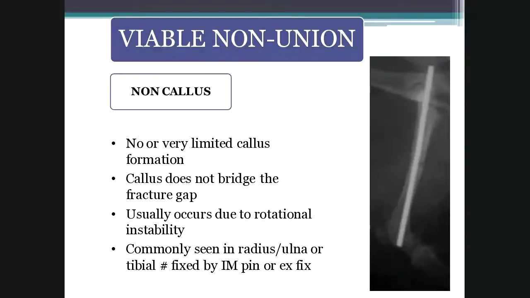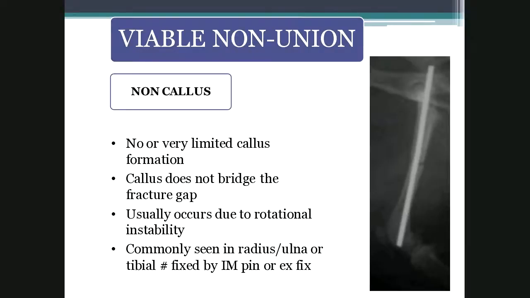No callus means that there's no or very limited callus formation. Again, in the example image here, we don't see any callus present and the fracture gap is still clearly visible. This usually occurs due to rotational instability and is commonly seen in the radius, ulna, or tibia, also because these distal limbs tend to have less soft tissue covering over them and less source of blood supply.